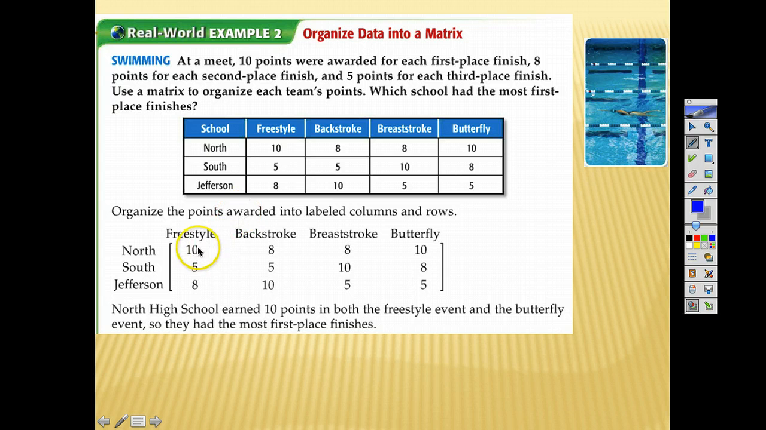So we organize this, and you have 10, 5, 8, 8, 5, 10, 8, 10, 5, 10, 8, 5 in a nice bracket here. And here's your matrix. Now, North High School earned 10 points in both the freestyle and the butterfly event, so they had the most first place finishes.